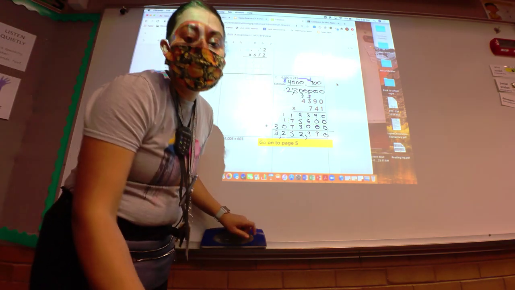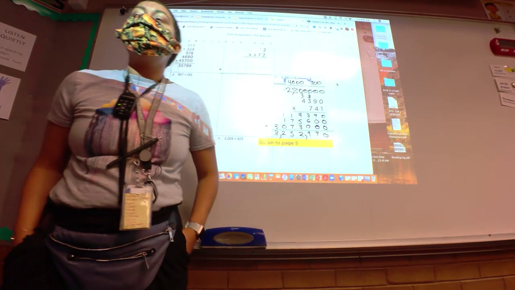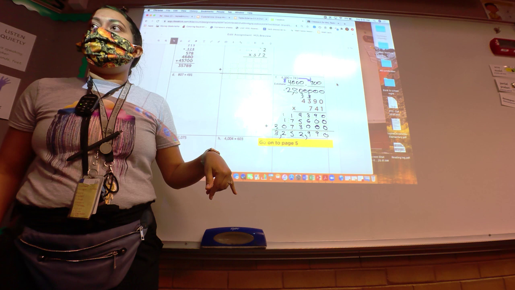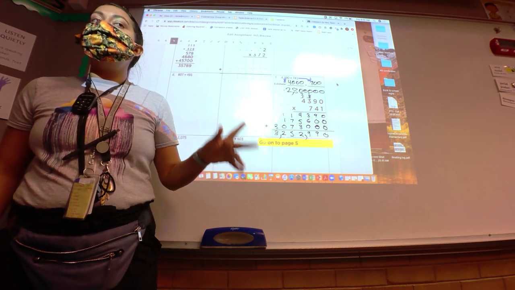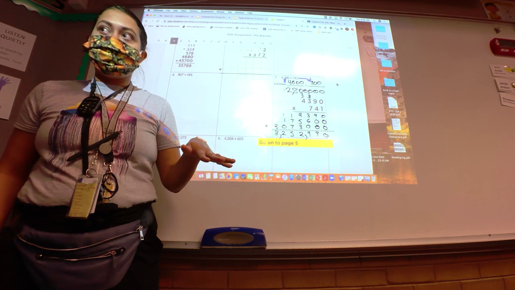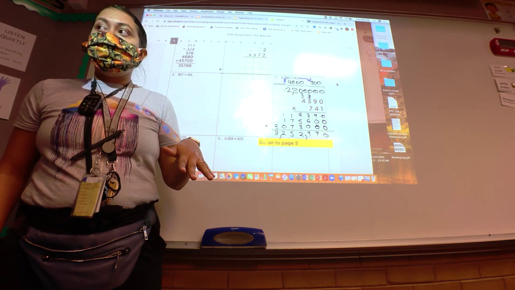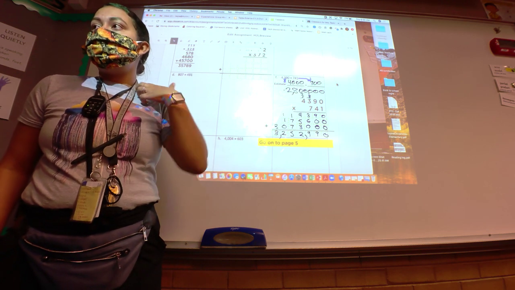Okay. Next, go on to slide 5, which is your exit ticket. If you want it on paper, I can give it to you on paper. But if you do it on ClassKick, it will not give you the answers. It won't give us check marks? No, because it's an exit ticket.